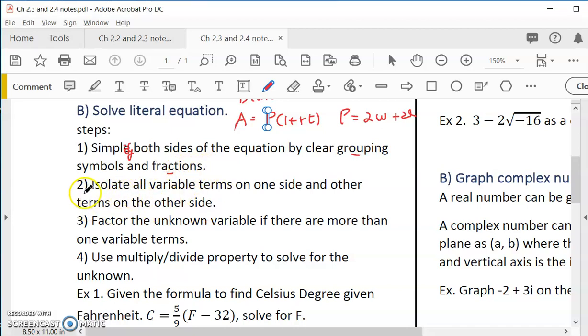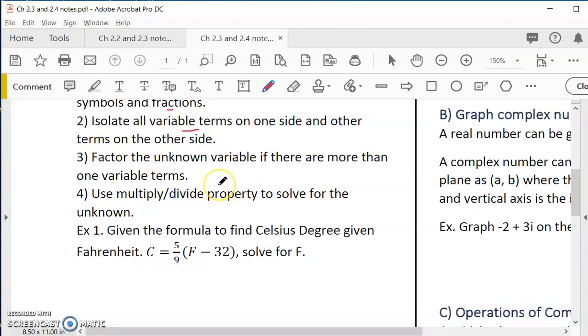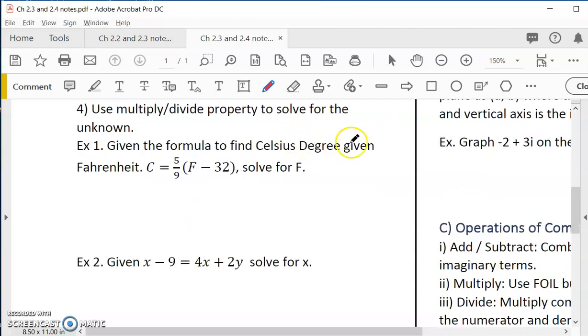Okay, so the second step is to isolate all the variable terms. Anything that relates to what you want to solve for, you want to move all of them to one side and the other terms to the other side, just like when you solve an equation. Step 3 is to factor the unknown variable if there is more than one variable term. Step 4 is to use multiply and divide to solve for the unknown. So it's very similar to solving a linear equation.